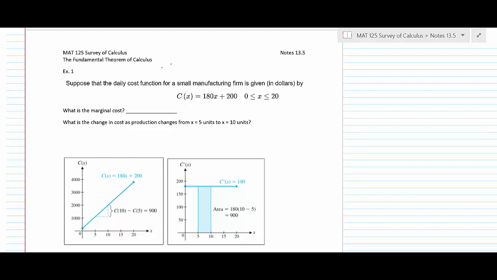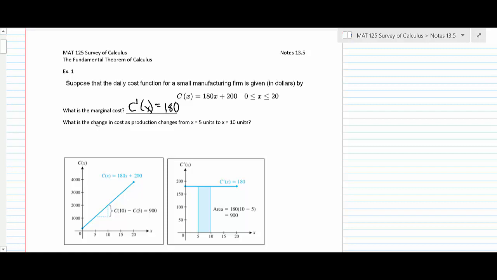180. What does the marginal cost mean? It means take the derivative or get a rate of change of the cost. So yeah, that derivative of 180x plus 200 is 180. C of x is a line. Its slope or its rate of change is 180. Okay, so we have that.